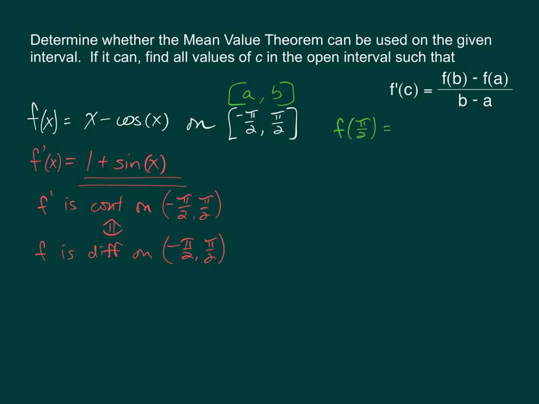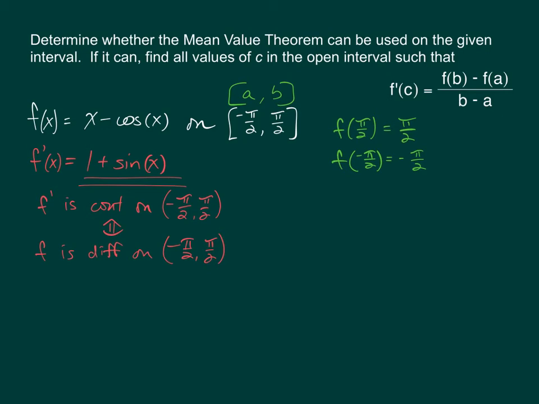So f of pi over 2, if I come over here and substitute pi over 2 here and here, I'm going to get pi over 2 minus 0. So this will just be pi over 2. f of a is negative pi over 2. So I'm going to do something similar over here. And if I substitute negative pi over 2 here and here, I get negative pi over 2.